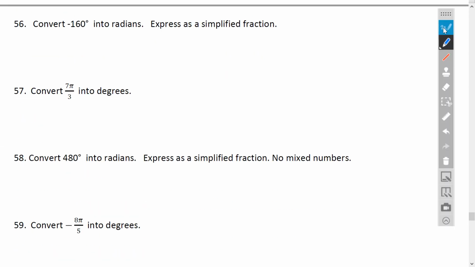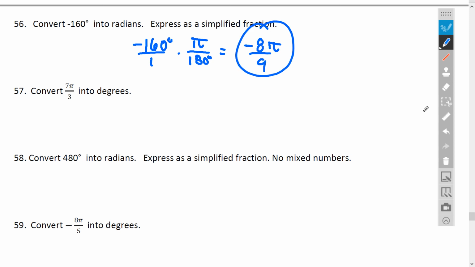Number 56. Convert negative 160 degrees to radians. Okay, so to convert from degrees to radians, we multiply by pi over 180 degrees. Okay, so we got 160 over 180, which reduces to 8 over 9, so this is negative 8 pi over 9.